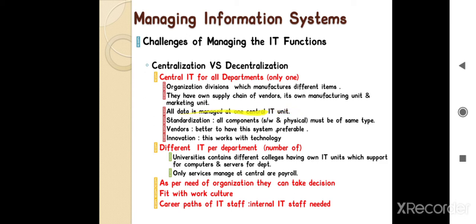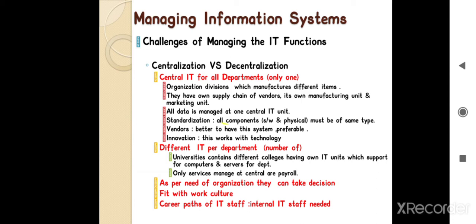That means only a single MIS is there which can handle all these departments and divisions, and we have to keep all the data in a centralized manner as well. So here is the standardization, meaning all the divisions have a standard format. There is one uniqueness available due to this centralization.